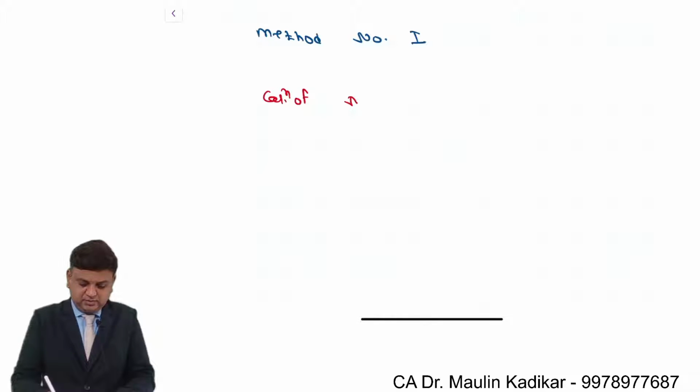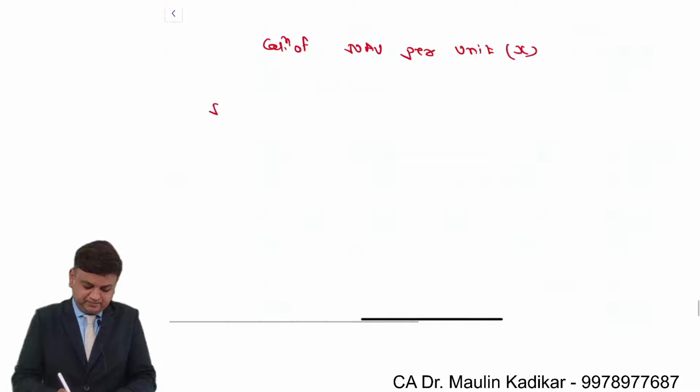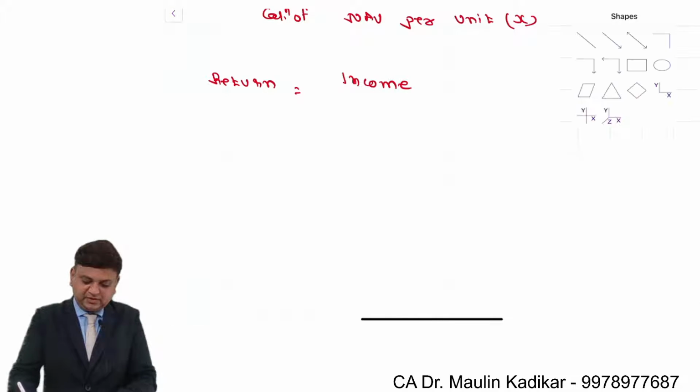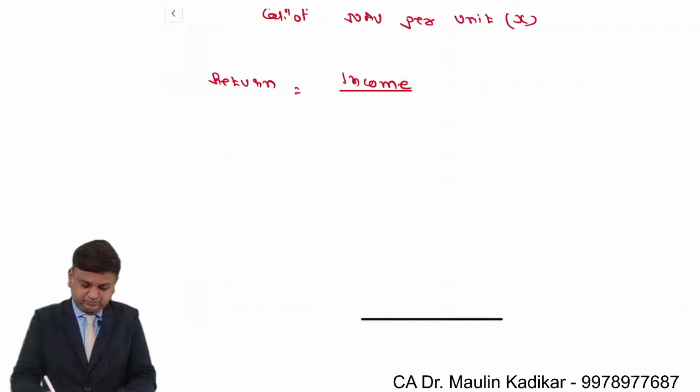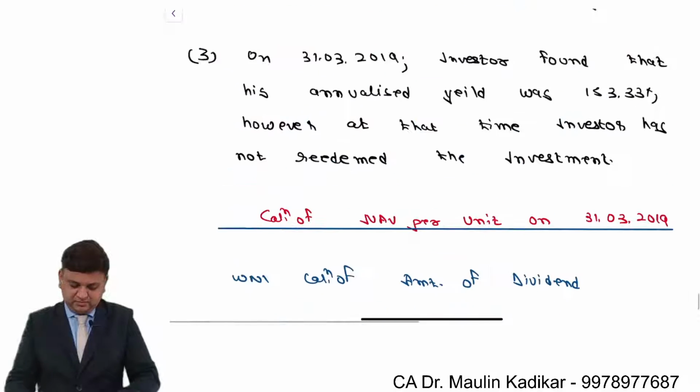Calculation of NAV per unit. Let us set an X variable to it. Return is equal to income upon investment into 12 divided by N into 100. This is the way we are required to apply the formula.